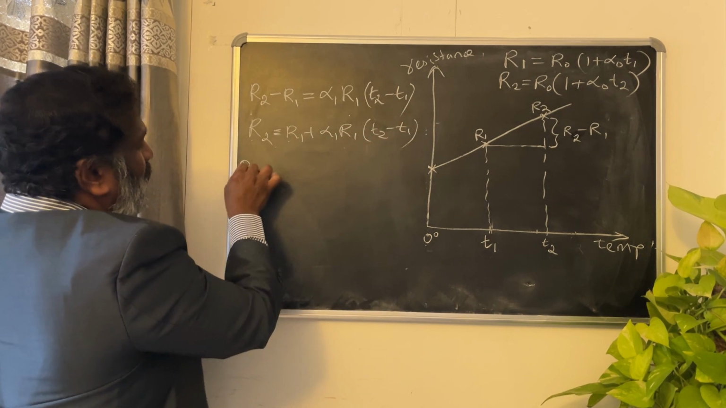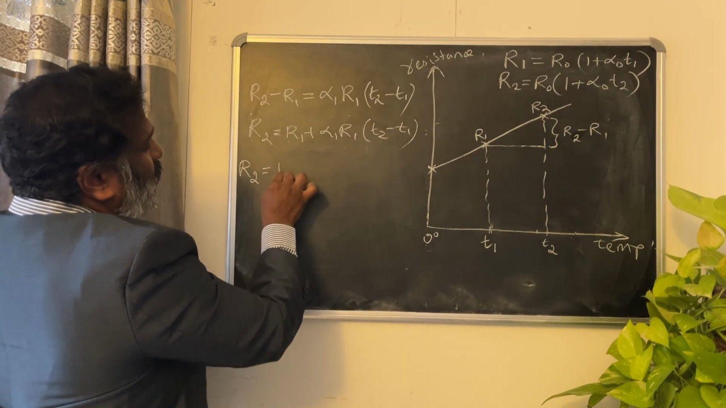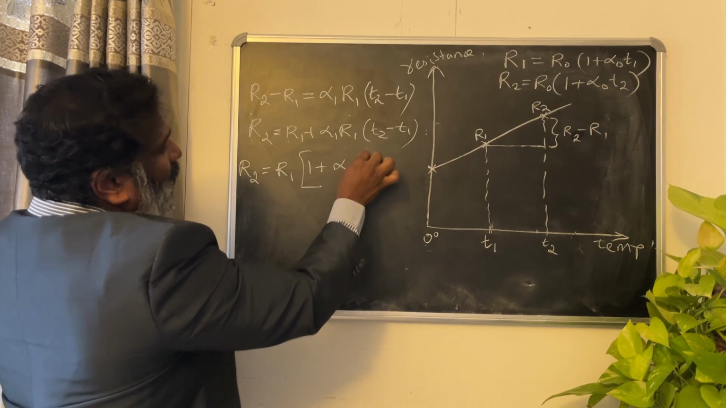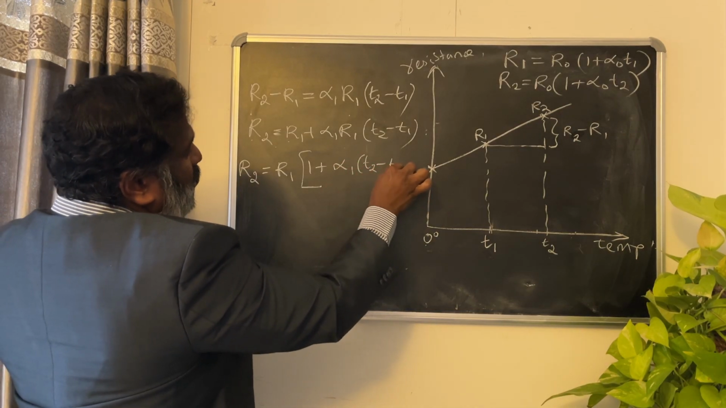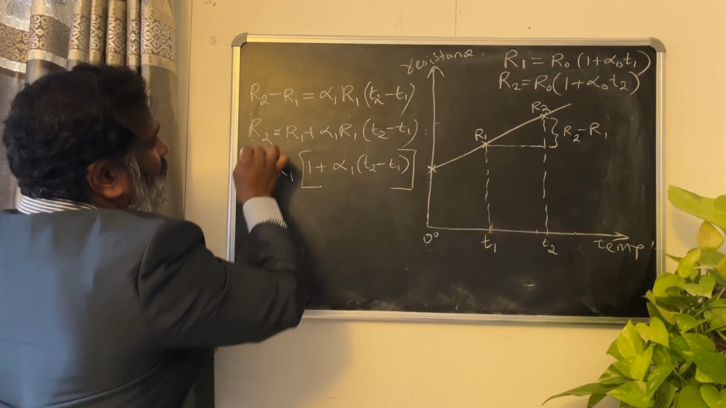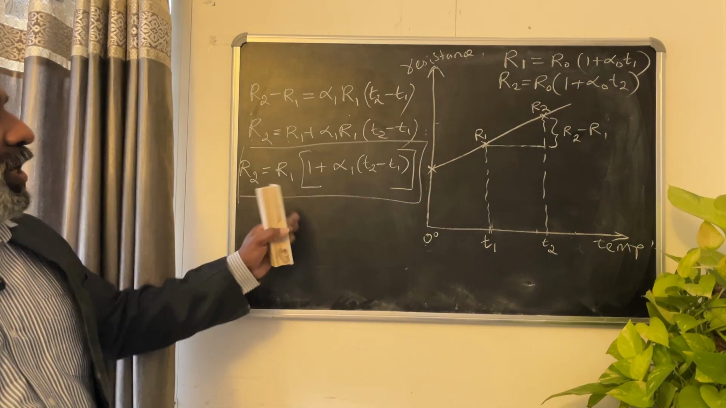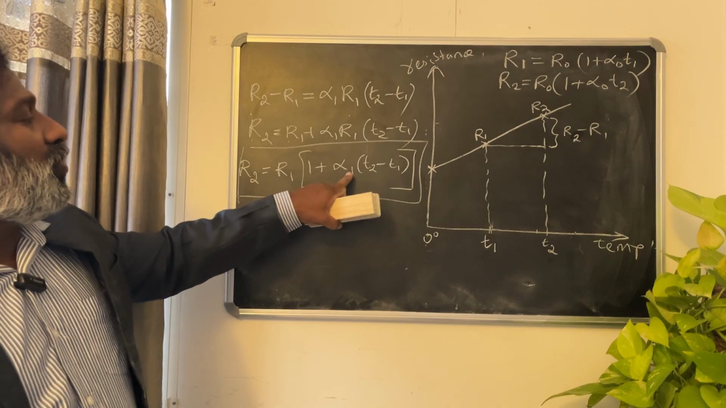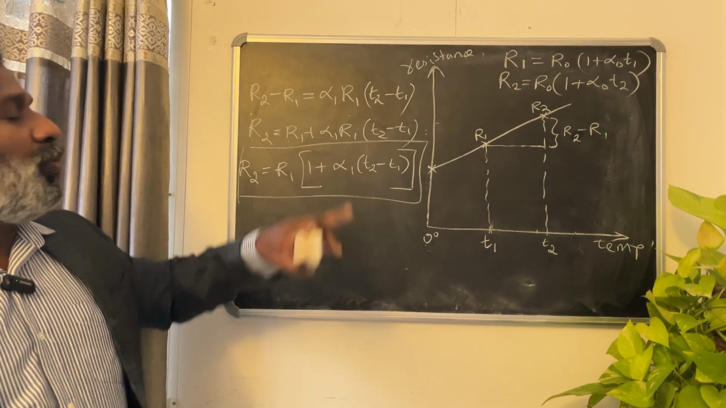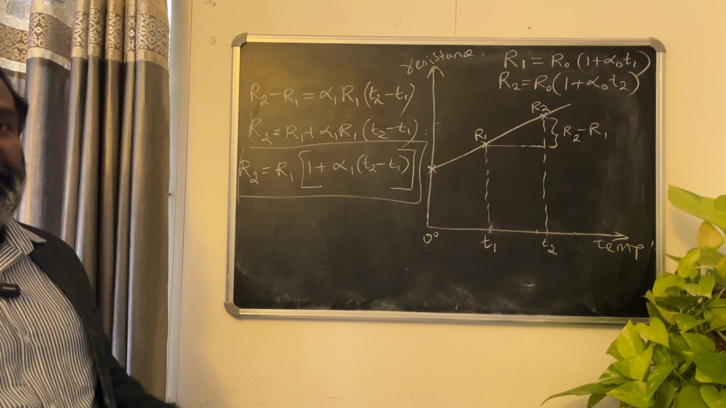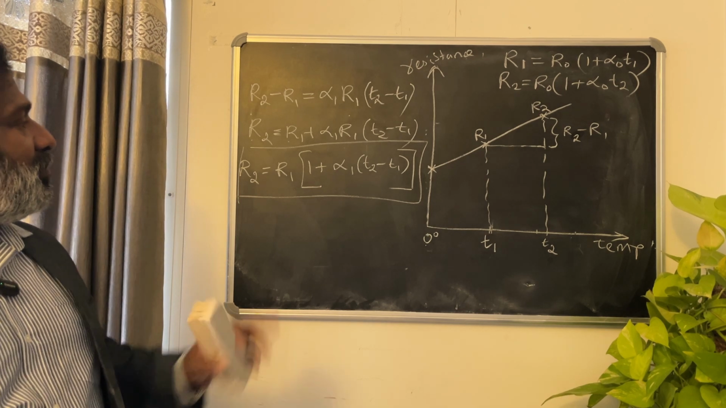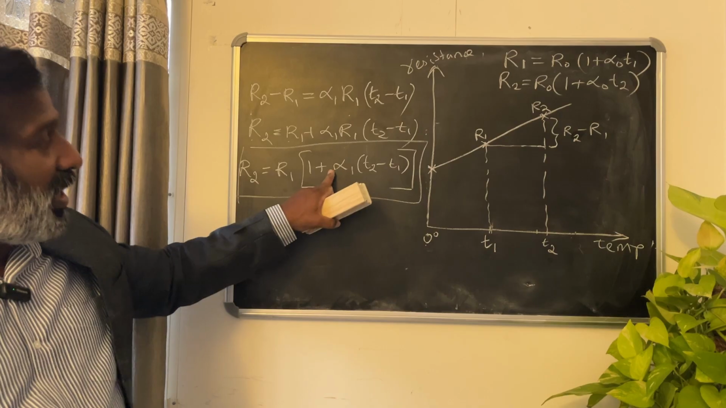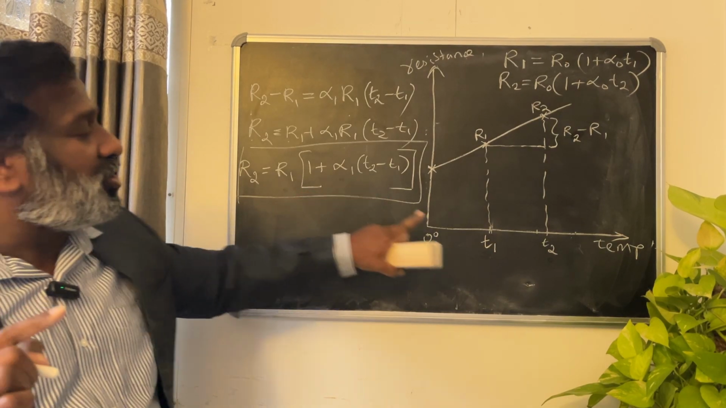So both terms contain R1, take it common. So 1 plus alpha 1 into T2 minus T1. So this is also an important formula to calculate resistance at temperature T2, knowing the resistance at temperature T1 and temperature coefficient at T1, alpha 1. Clear? R2 equal to R1 into 1 plus alpha 1 into T2 minus T1, where alpha 1 is the temperature coefficient of resistance at temperature T1.